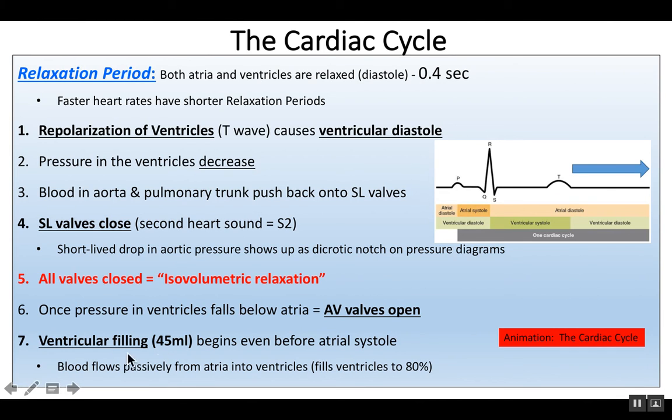So this is blood flowing passively from the atria right down into the ventricles. And this fills the ventricles to that 80% mark. And then atrial systole brings you up to 100. So this helps you understand that if an individual has atrial fibrillation and their atria are not contracting properly, they still can fill. They can still fill about 80%. So atrial fibrillation is usually not a life-threatening arrhythmia because the ventricles fill during the relaxation period.